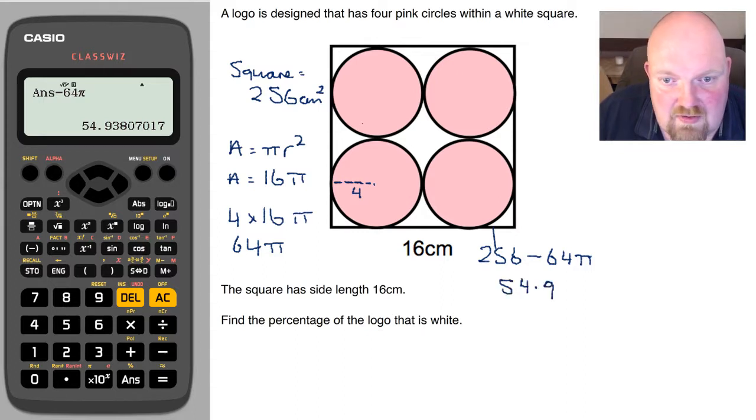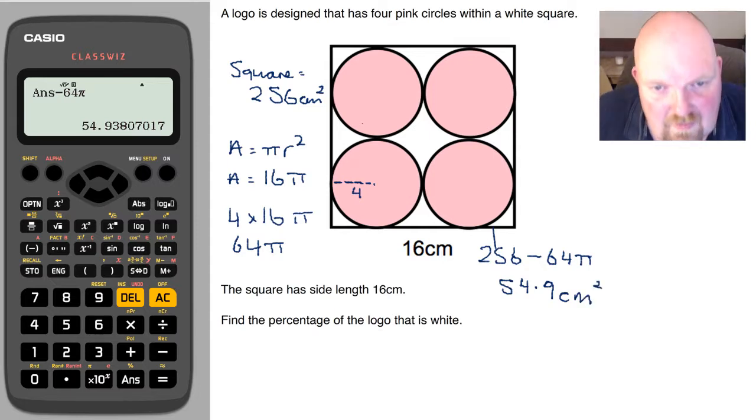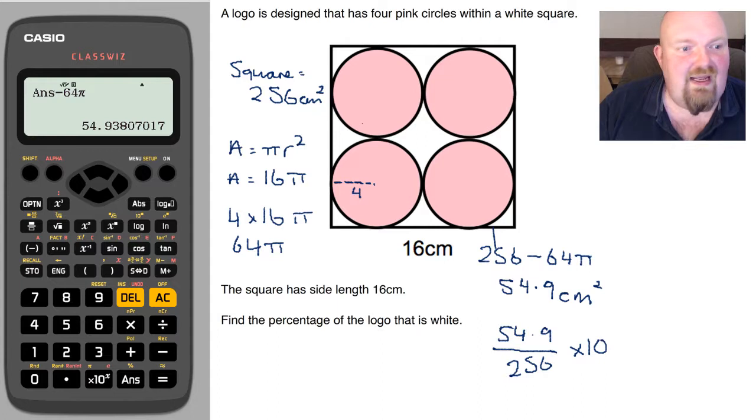54.9 centimeters squared. Okay, don't make the mistake of thinking the question's over, because you'll see that it wants you to find the percentage of the logo that's white. So if I'm looking for the percentage of the logo that's white, then what I need to do is say 54.9 divided by 256, and then I multiply that answer by 100, and that gives me my final answer.